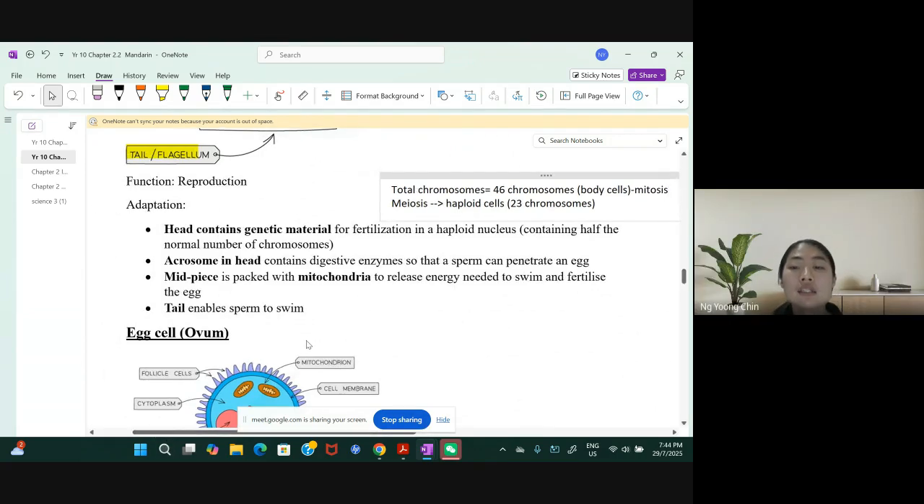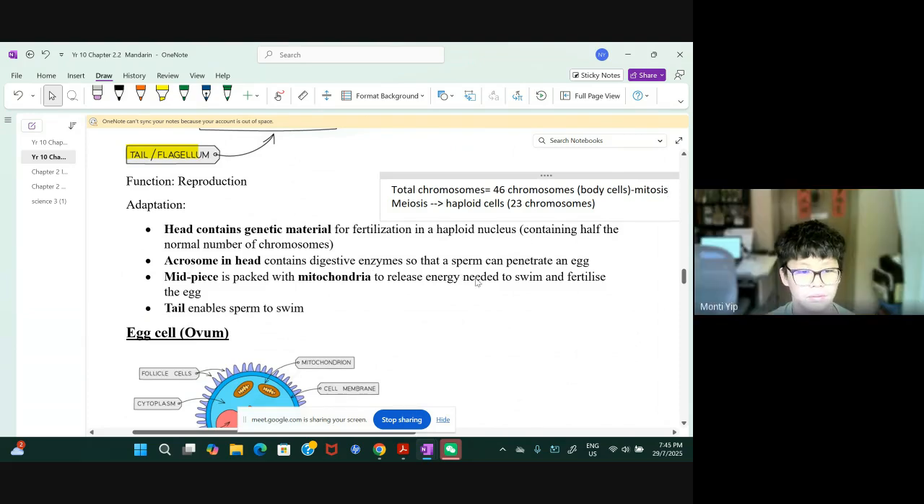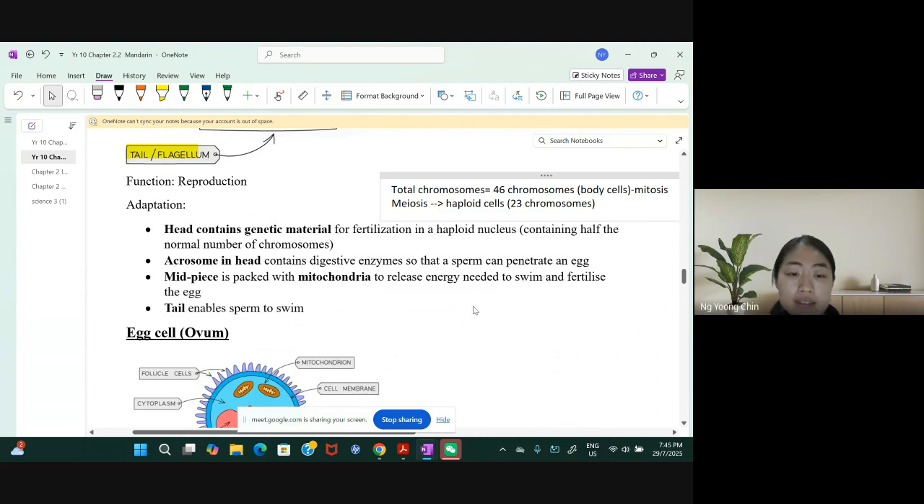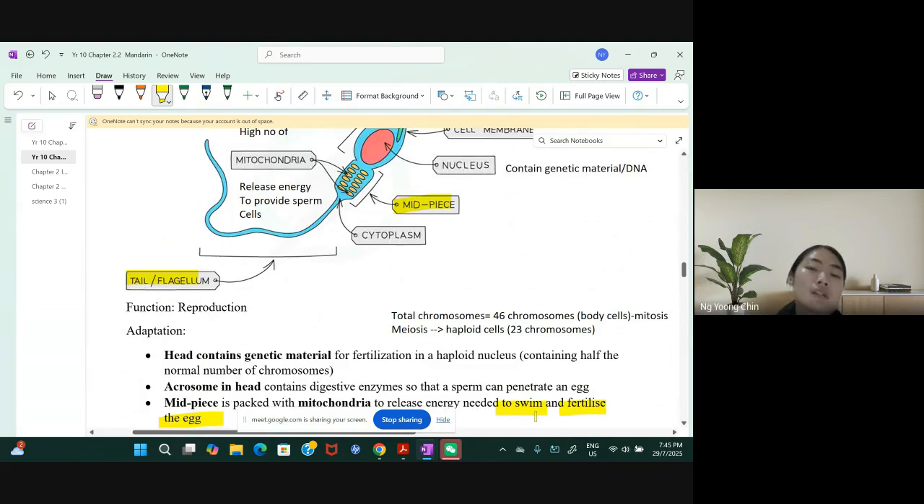And then the acrosome in the head, right? It contains enzymes so the sperm can penetrate the egg and fuse with the nucleus of the egg cell. And then they have mitochondria to release energy. So this is for the sperm cell itself, so they can swim and reach the ovum to do the fertilization. So they're all just swimming.